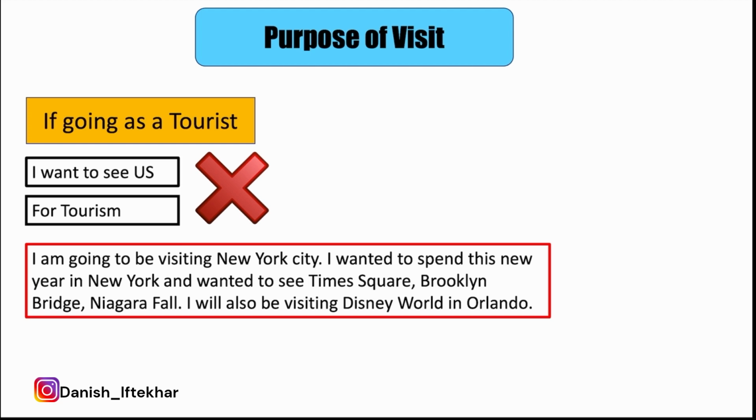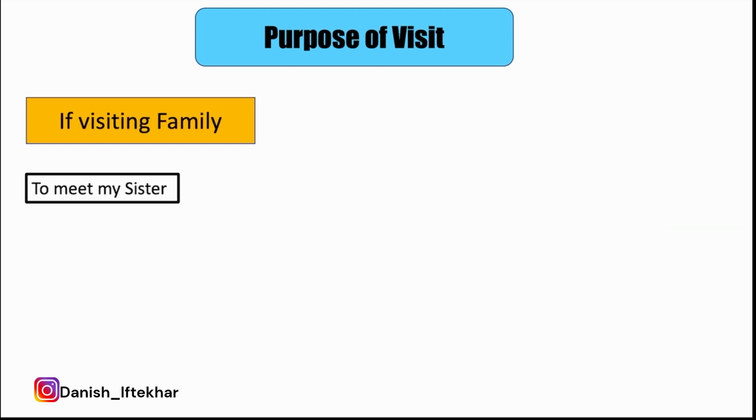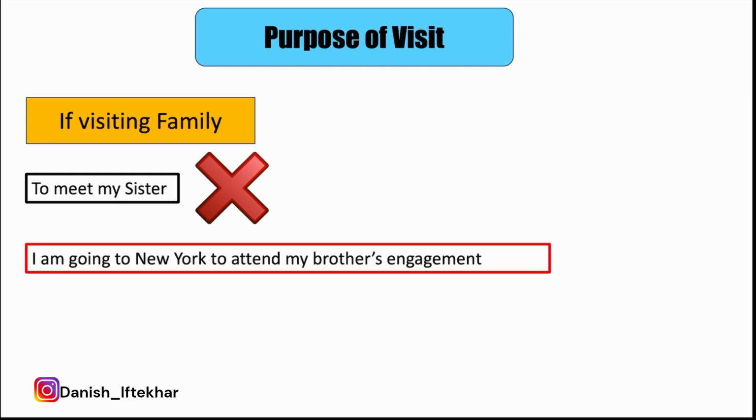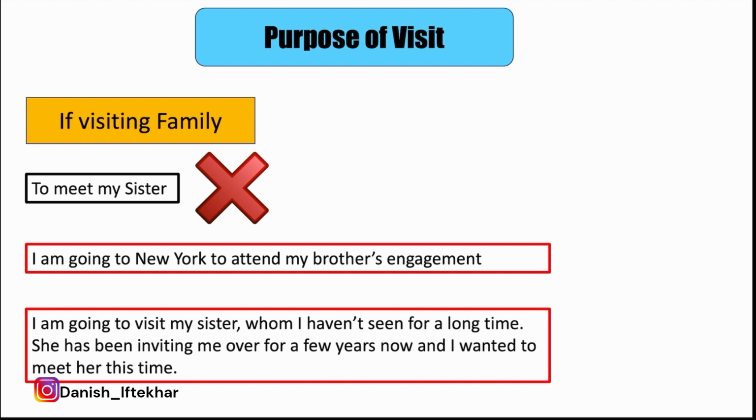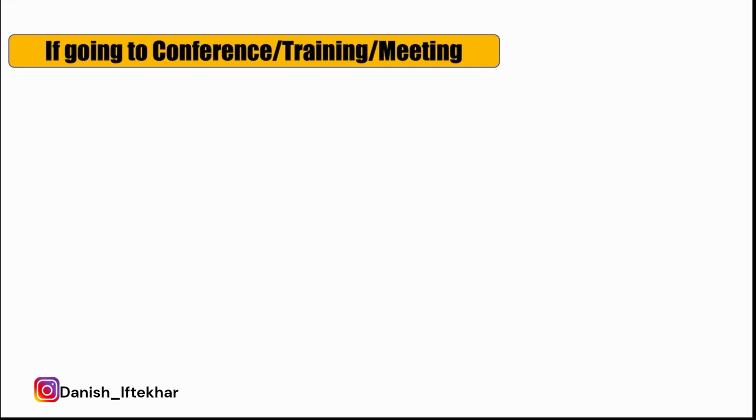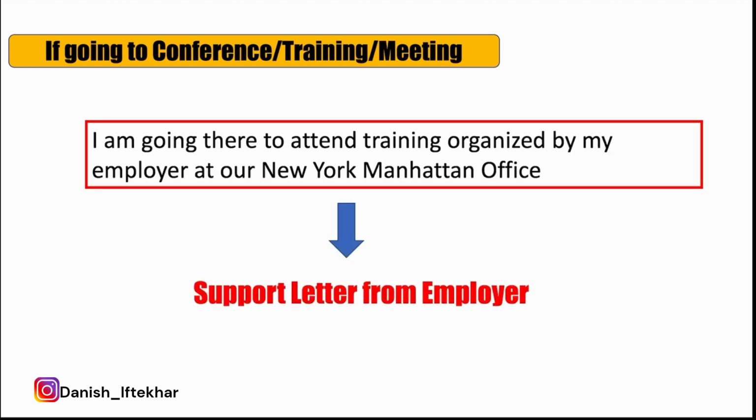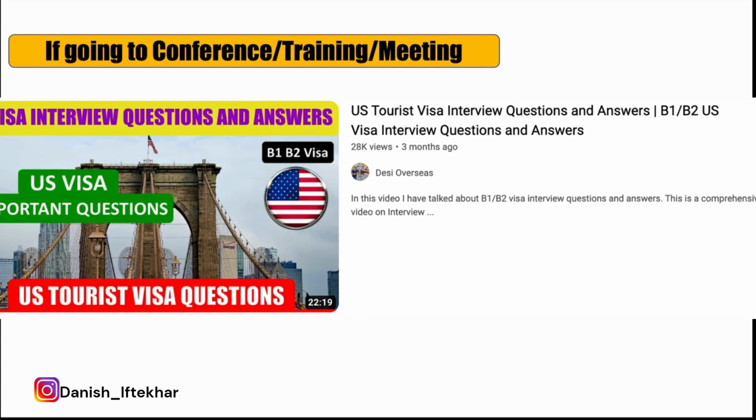You can give this answer, that you want to spend New Year in New York and want to see places like Times Square, Brooklyn Bridge, Niagara Falls, or any place that you want to visit. Similarly, if you are visiting your family, don't just tell them that you want to see your sister. Again, give them some details. I'm going to New York to attend my brother's engagement, or I'm going to visit my sister whom I haven't seen in a long time. If you are going for a conference, training or meeting, as I have said, it is important that you carry a support letter with you.